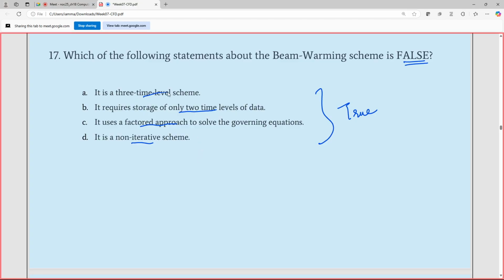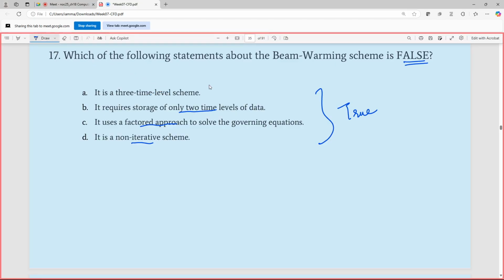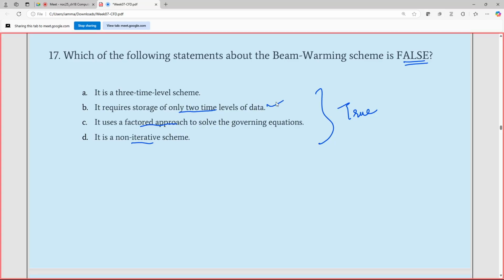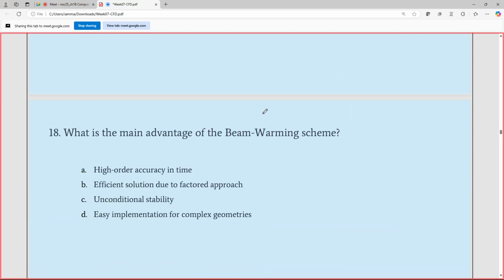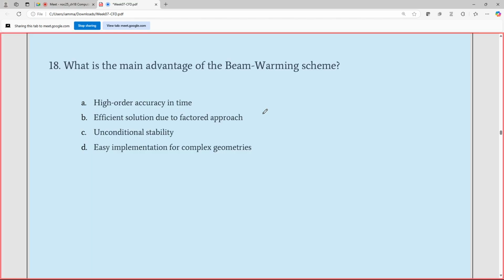Even though this is a three time level scheme, we need to store only two time levels. So this is also true, and it uses a factored approach, and it mostly follows a non-iterative scheme. So all these statements are true. For this question, all the statements are true. Moving on to the next question.